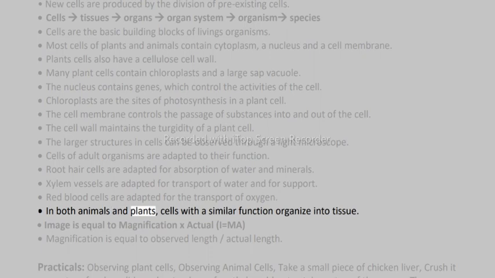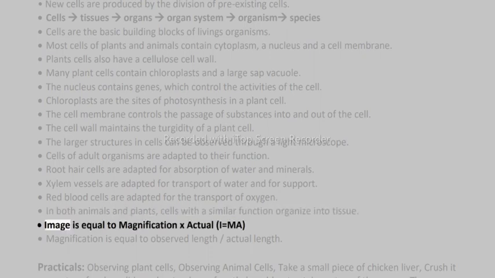In both animals and plants, cells with a similar function organize into tissue. Image is equal to magnification times actual, I equals M times A. Magnification is equal to observed length divided by actual length.